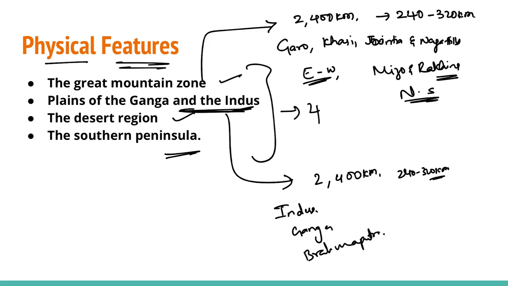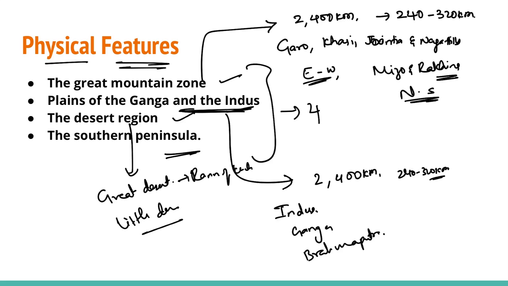The desert region can be divided into 2 parts. One is the Great Desert and the other is the Little Desert. The Great Desert extends from the edge of the Rann of Kutch, behind the Luni River. The whole of the Rajasthan-Sindh frontier runs through this. The Little Desert extends from the Luni between Jaisalmer and Jodhpur up to the northwest.